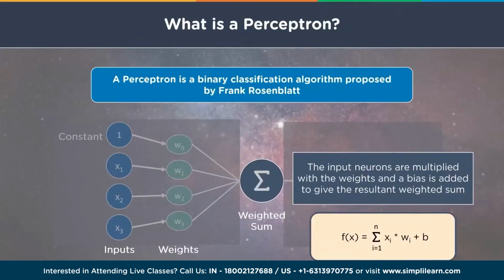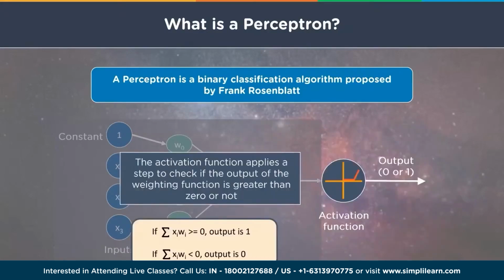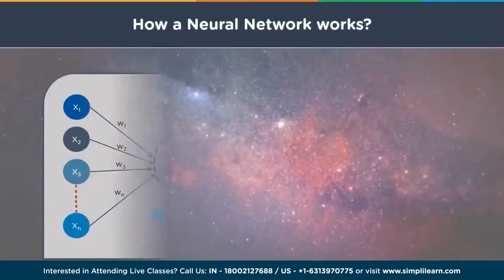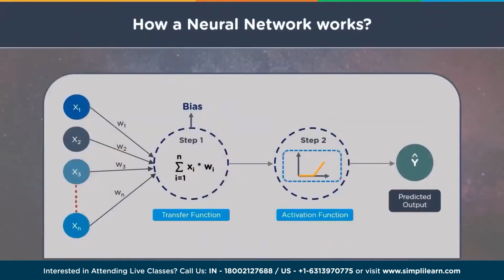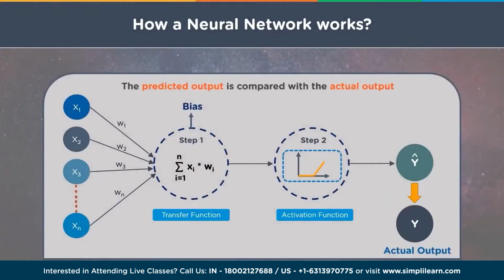The input neurons are multiplied with the weight, and a bias is added. There's that 1 which is weighted, the y-intercept in Euclidean geometry, to give the resulting weighted sum. The activation function applies a step to check if the output of the weighting function is greater than 0 or not. There are a lot of ways to do an activation function, but this is the most easy to see way of doing an activation here. So we look at, here we go, walking back through this diagram and taking a closer look at it. The predicted output is compared with the actual output.